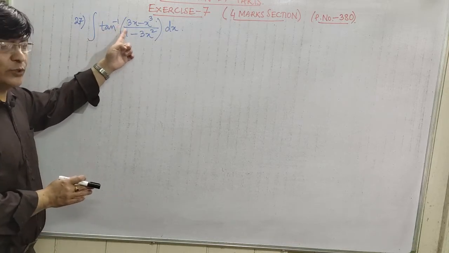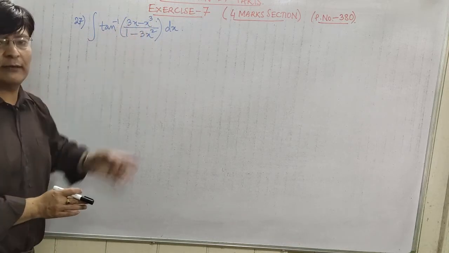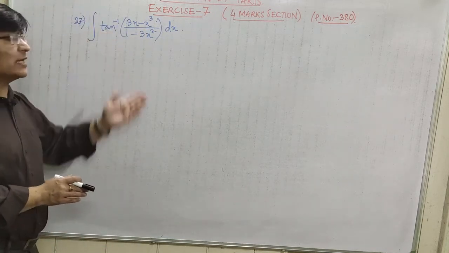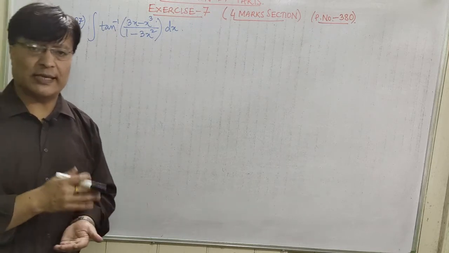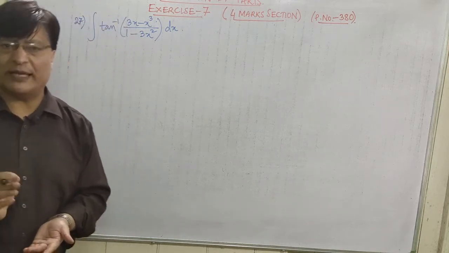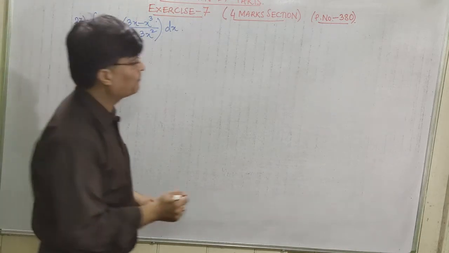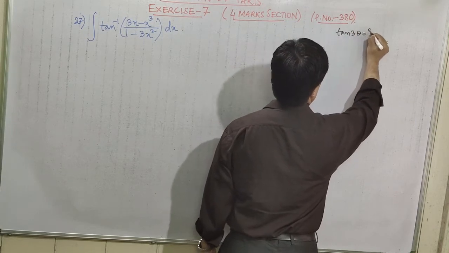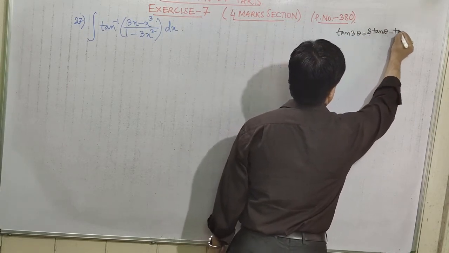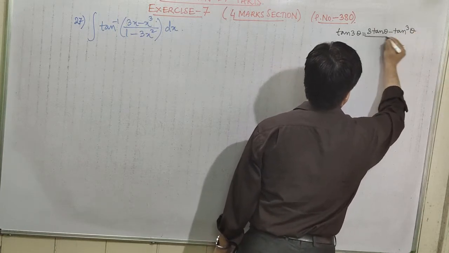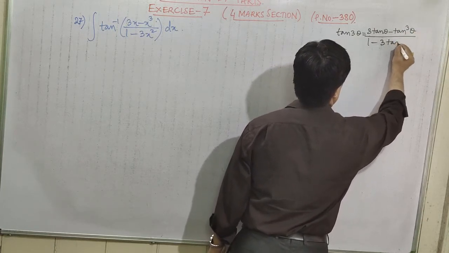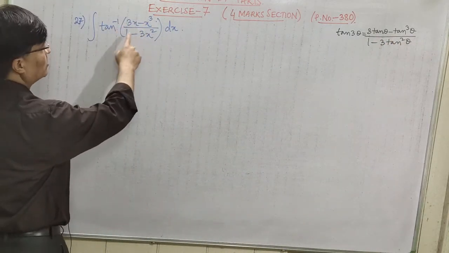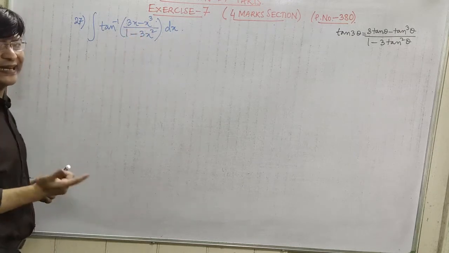Integration of tan inverse within bracket 3x minus x cubed divided by 1 minus 3x square, bracket close, dx. In this case also you have to use the method of substitution, that is the trigonometric substitution method. So what should you put for x? We know that tan 3 theta is equal to 3 tan theta minus tan cube theta divided by 1 minus 3 tan square theta. You should know this formula. So it is 3x minus x cube divided by 1 minus 3x square, so you can put x is equal to tan theta in this case.